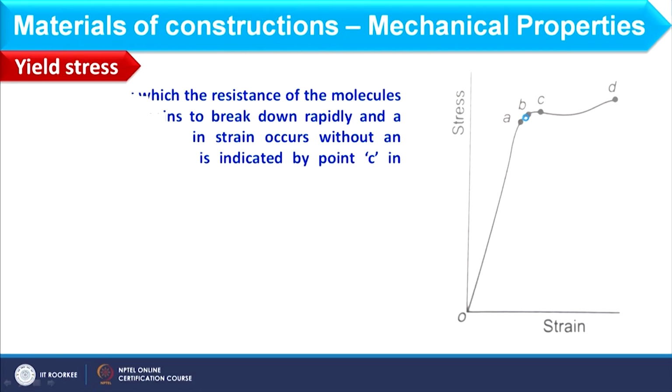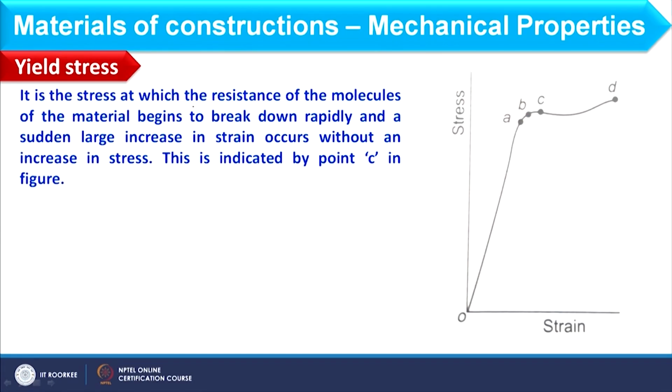Next, we have the yield stress. It is the stress at which the resistance of the molecules of the material begins to break down rapidly and a sudden large increase in strain occurs without increase in stress. Okay. So, that is denoted by point C in this image.